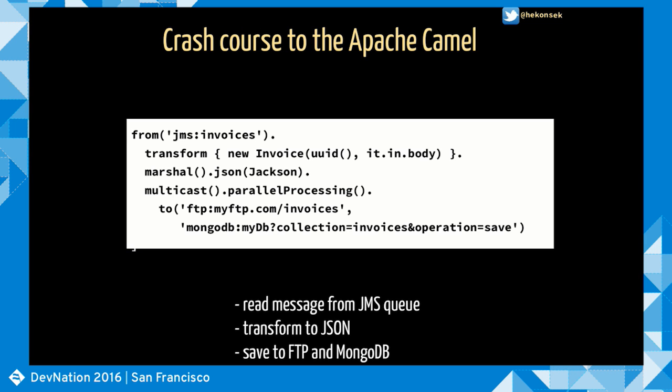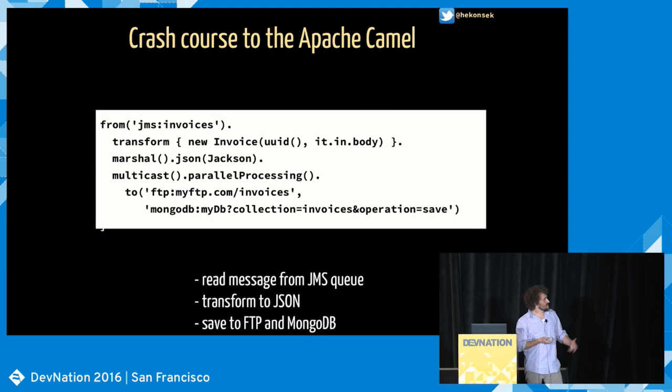Okay. And if you look at Apache Camel, just to give you an insight into what a sample application could look like, this is a snippet written in Groovy. Groovy is really Java on steroids. This simple application demonstrates how to read a message from JMS, transform it to a JSON message, and then concurrently save it to an FTP server and to MongoDB.